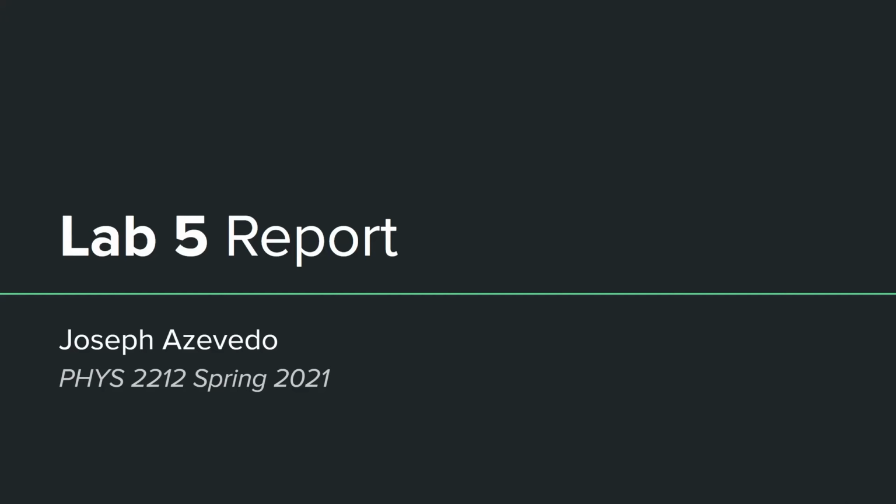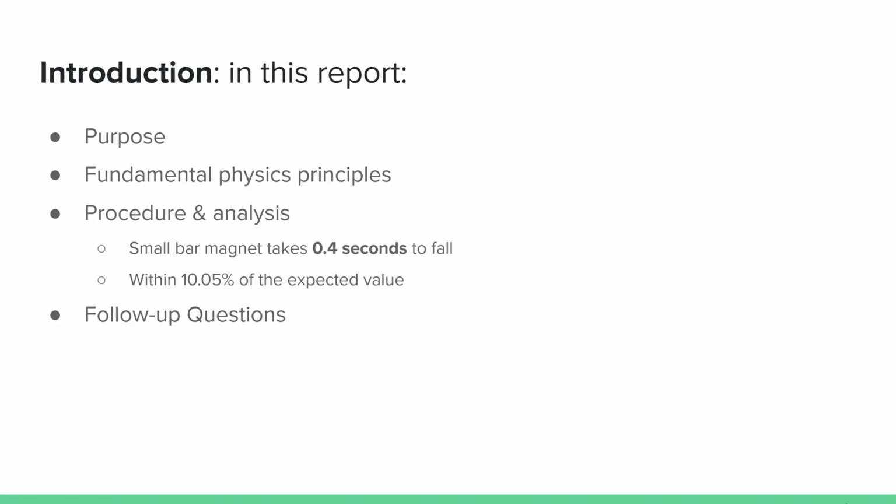My name is Joseph Azevedo, and this is my lab report for Lab 5. In this report, I'm going to go over the purpose of the lab, the fundamental physics principles involved, the procedure involved, and the analysis performed at each stage, where I modeled a bar magnet falling through an aluminum tube to take 0.4 seconds, which was within 10.05% of the observed time, and finally, some follow-up questions about the lab's contents.